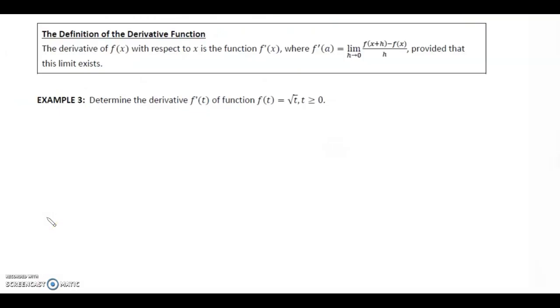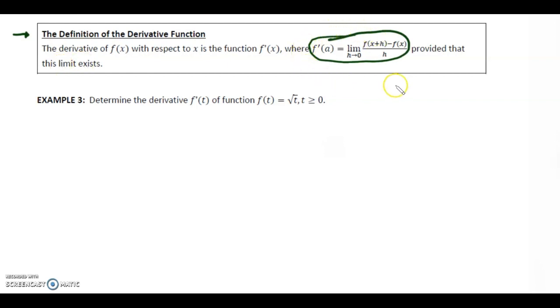The definition of the derivative function. So the derivative of f at x with respect to x is the function f prime at x, where f prime at x equals the limit as h approaches 0 of f at x plus h minus f at x, all over h. This is what we've been using, provided that the limit exists. So very similar to the one above, we're now calling this the definition of the derivative function.